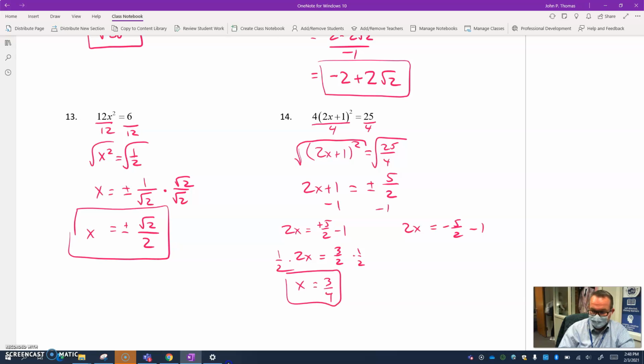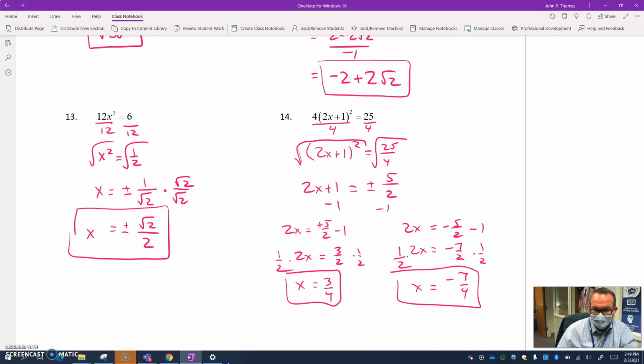And on the other side, I've got 2x equals negative 7 halves, multiply or divide each side by 2 or multiply by 1/2, and I get negative 7/4. So those are my two solutions to that quadratic.